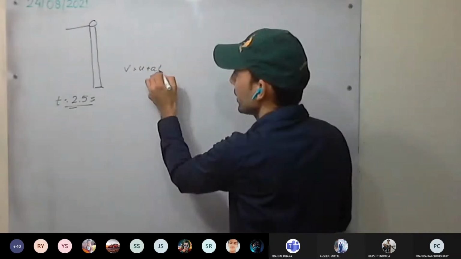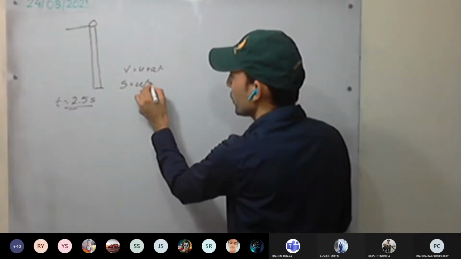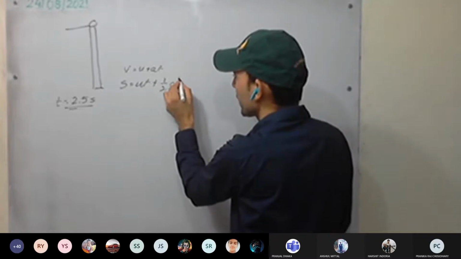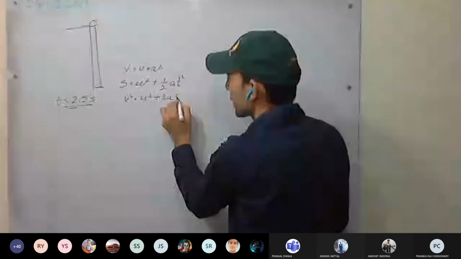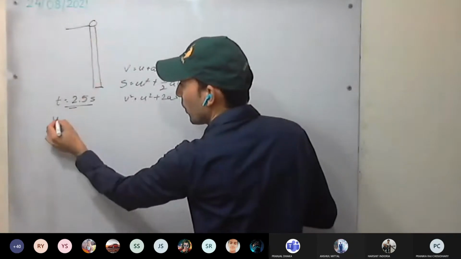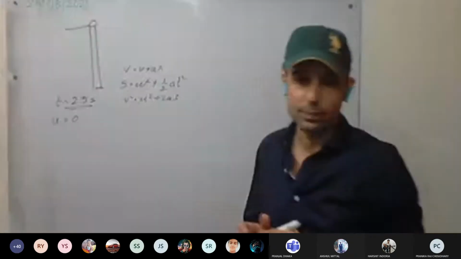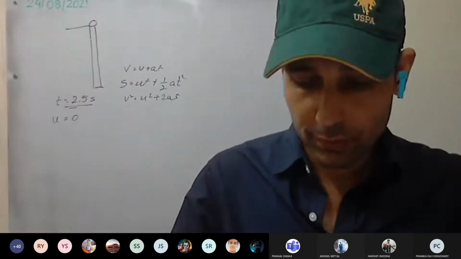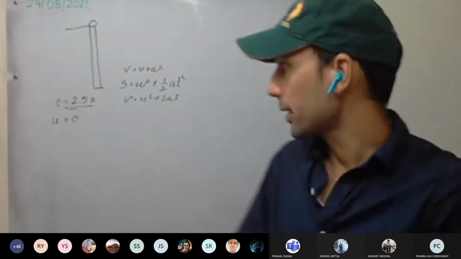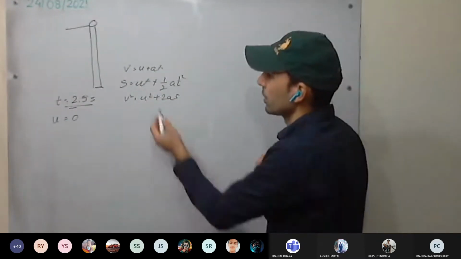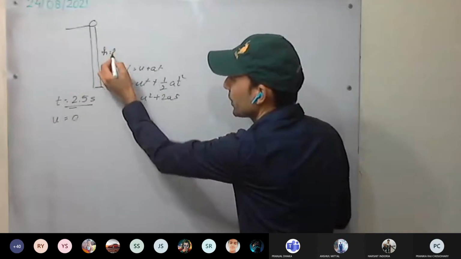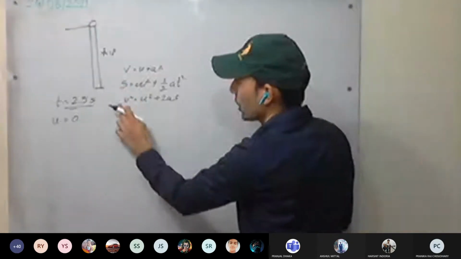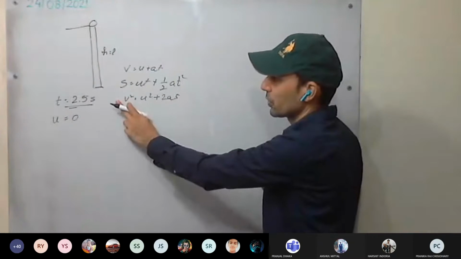v equal to u plus at, s equal to ut plus half at square, v square equal to u square plus 2as. So it falls. It means u is how much? 0. So which formula do we have to use? t is there. Which formula? We need height. It means either this or this we have to use. So which one should we use?